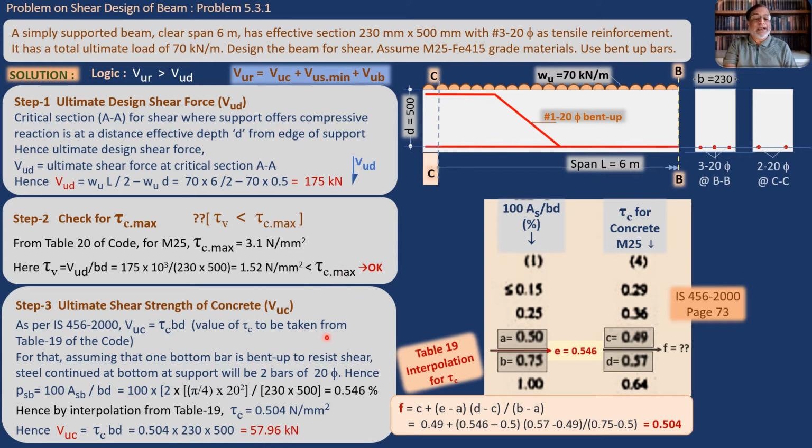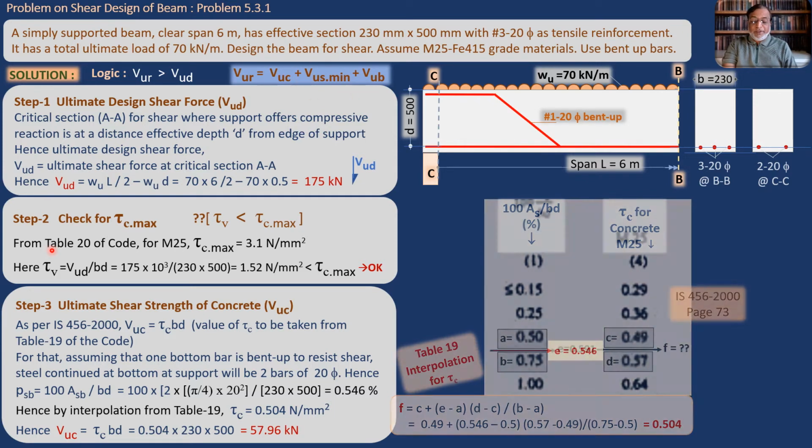So this means that concrete alone is not sufficient to resist this VUD of 175 kilonewton. Concrete is taking a share of only 57.96 in resisting. This means that we will have to go for the next option of shear resistance. So we will now proceed.